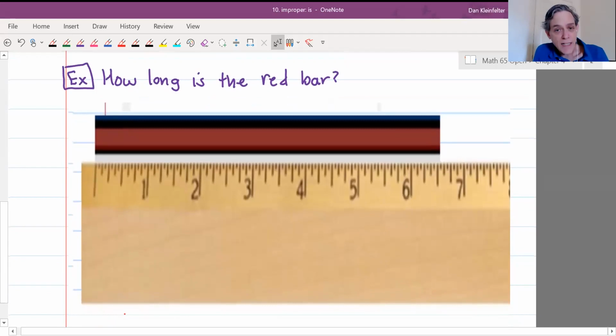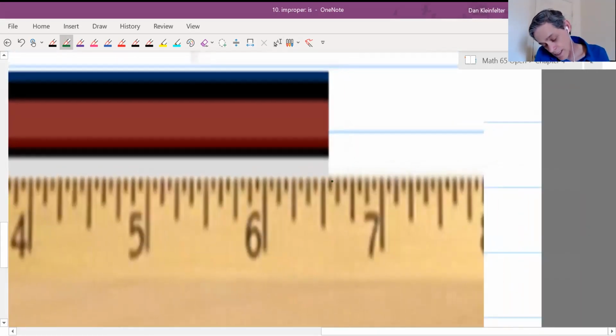All right, so as another example, we'd like to know how long this red bar is. It is starting at 0, of course. We're ending at 6, and that looks like a little more than a half. It looks like it ends on that little short bar right after the half. I know you were thinking it was 6.5, but it's a little bit past that.